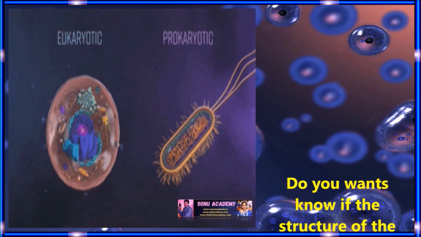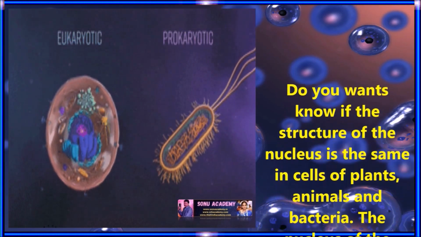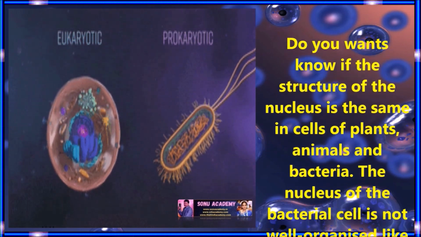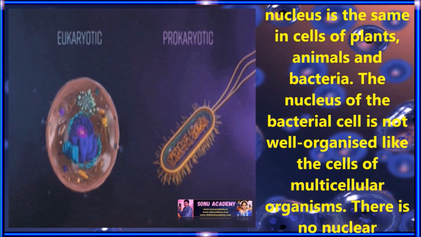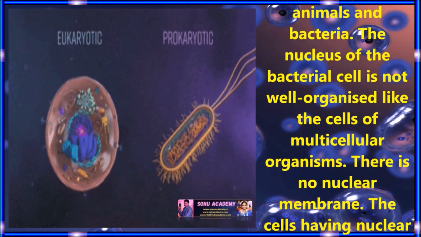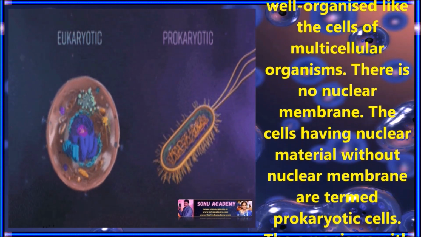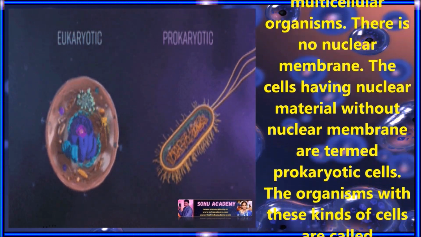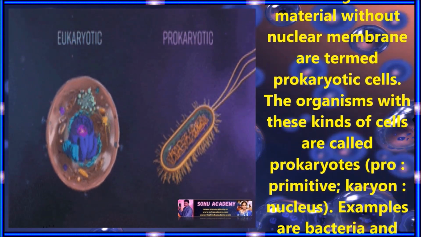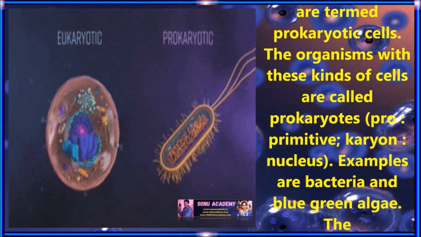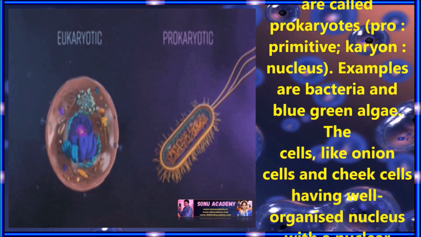Children, do you want to know if the structure of a nucleus is the same in the cells of plants, animals and bacteria? Yes, the nucleus of the bacterial cells is not well organized like the cells of multicellular organisms. There is no nuclear membrane. The cells having nuclear material without nuclear membrane are termed as prokaryotic cells. The organisms with these kinds of cells are called prokaryotes. Examples are bacteria and blue-green algae.